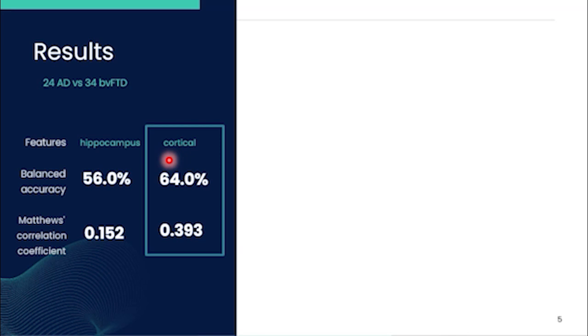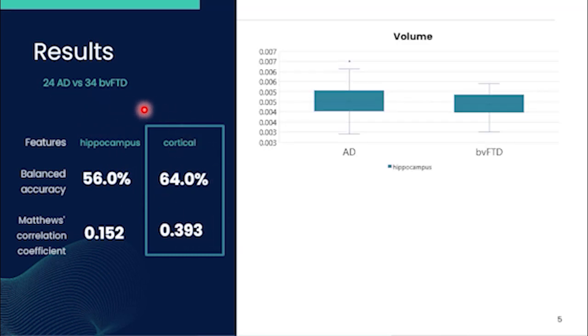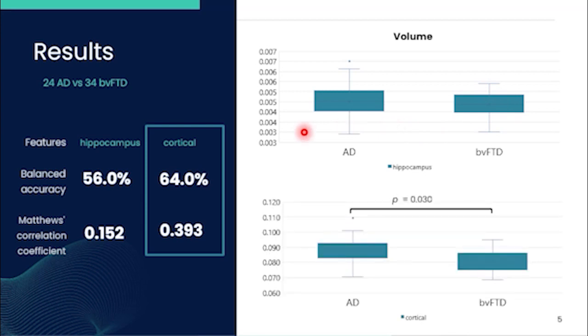So here we are comparing the hippocampus with the best model discriminating these two groups. And we can see here in the box plots that they have quite similar volumes. The distribution is quite similar, and there were not statistically significant differences. For this case, we got statistically significant differences. In particular, we can see that the behavioral variant is slightly lower than the Alzheimer's disease patients, and it has a statistical significance, as we show here.